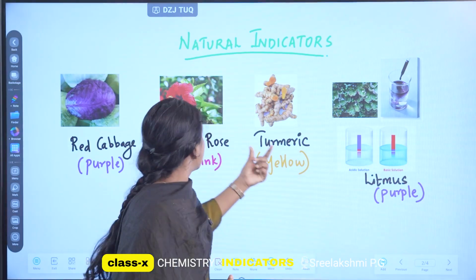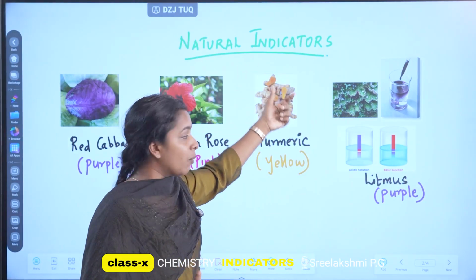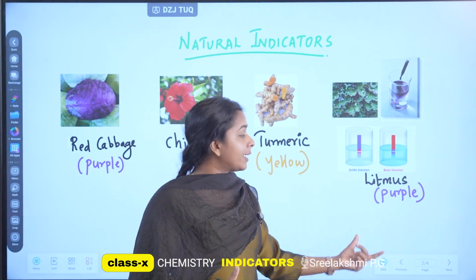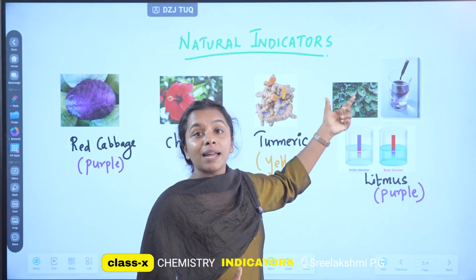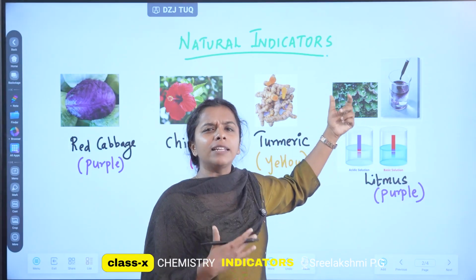Litmus solution is a natural indicator. What is the color of litmus solution? It is purple in color. And it is derived from a plant called lichen, anything you can call it.